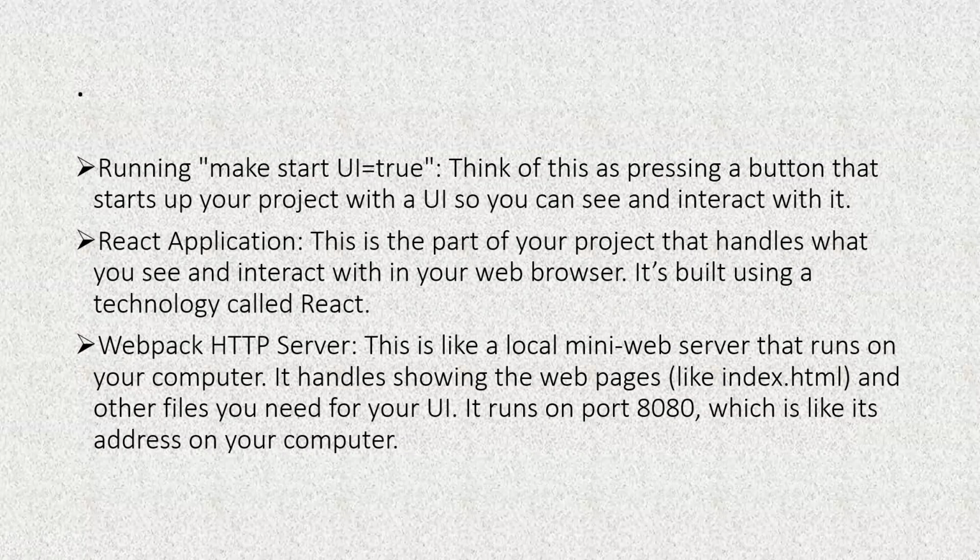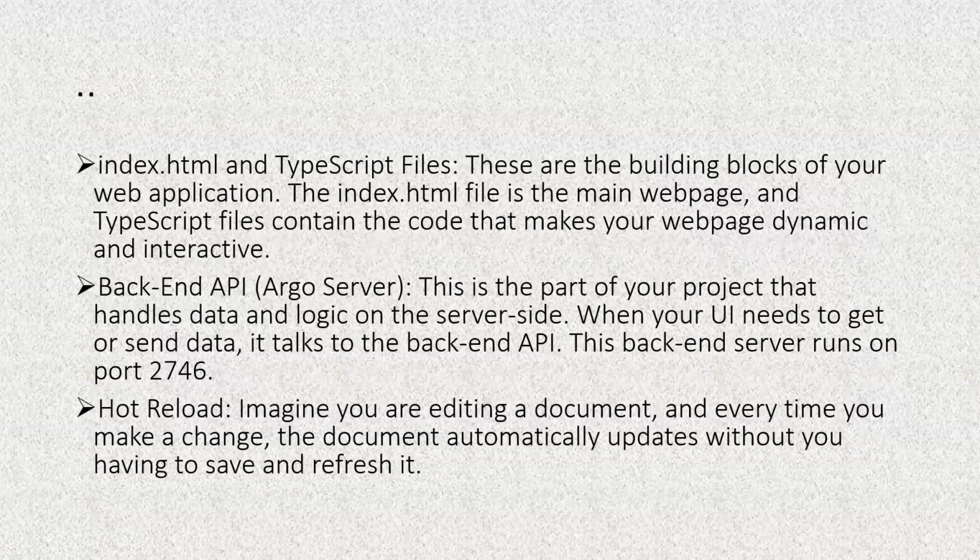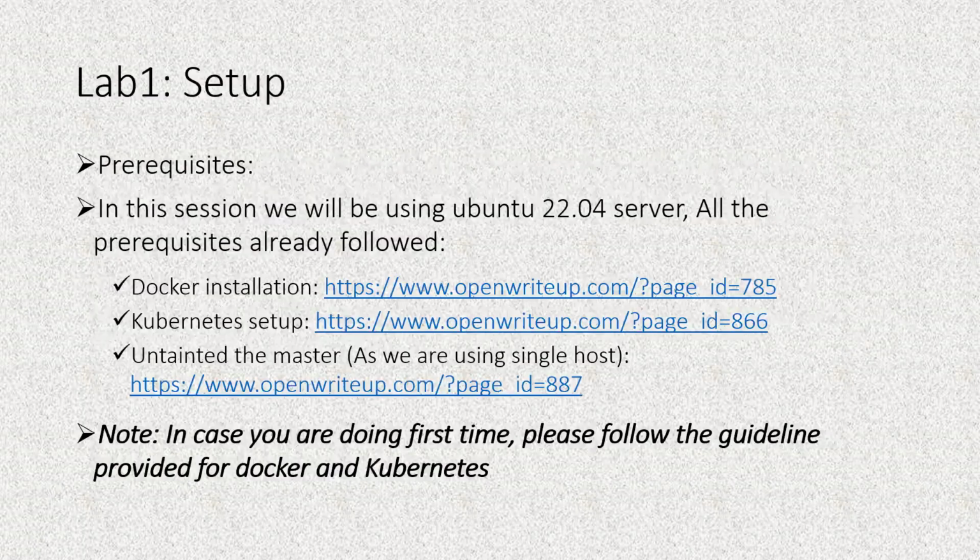Then the web HTTP server is like a local mini server that runs on your computer and handles the web page, index.html. Index.html and TypeScript files are the building blocks of the web application. They dynamically change the interface and all those things. Then the backend API is the Argo server. This is the part of your project that handles the data and logic on the server side. When the UI needs to interact and send data to the backend, the port number is 2746. Hot reload: imagine you are editing a document and everything needs to be changed; automatically it will update it.